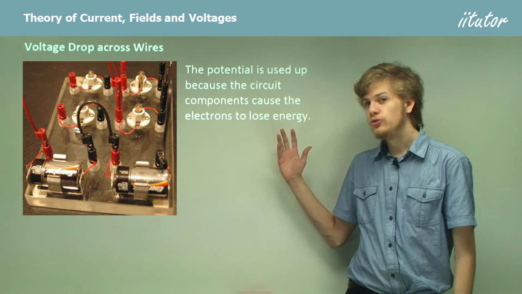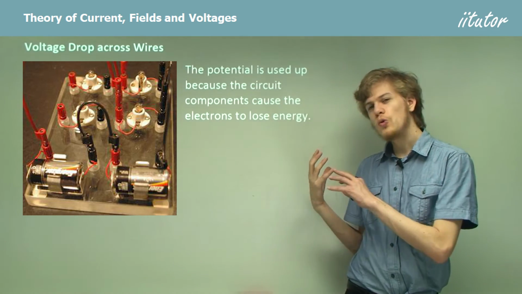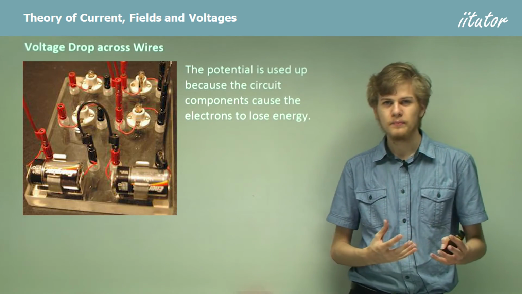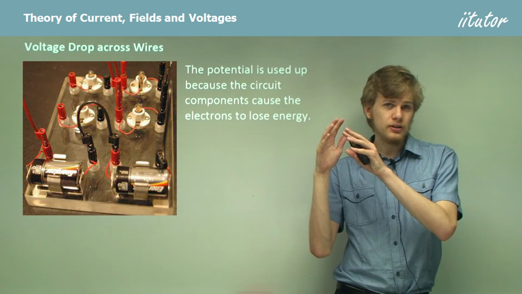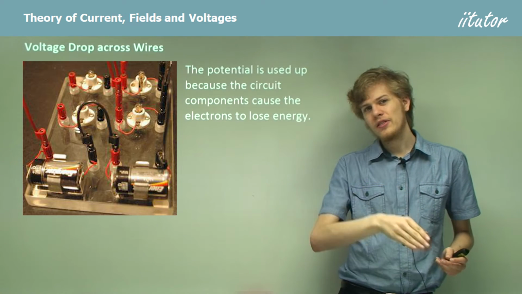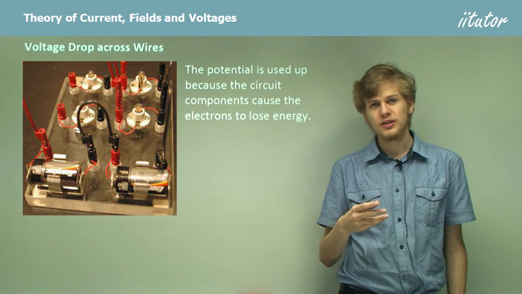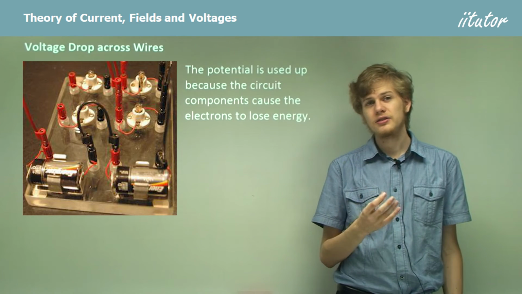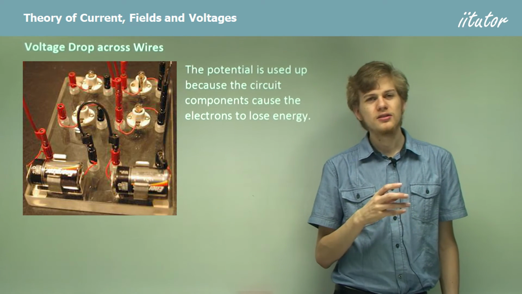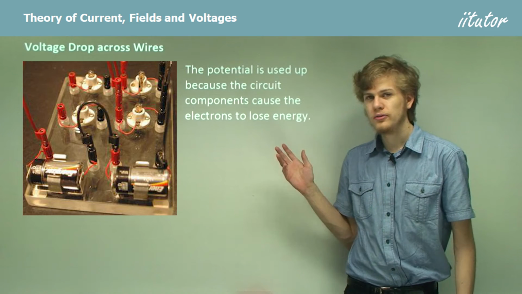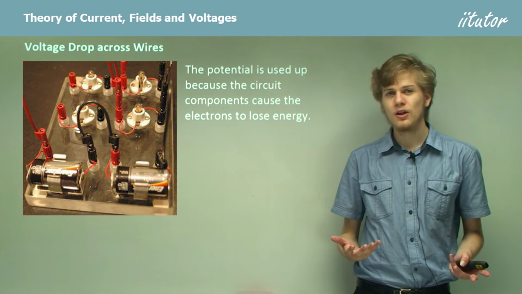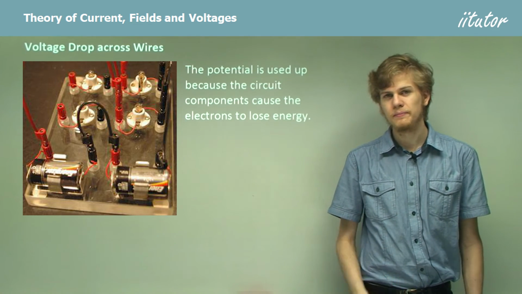The potential is used up because the circuit components cause the electrons to lose energy. So they have potential energy, and as they roll down the potential hill, as they pass through the circuit component, they lose the potential energy. And any kinetic energy that they would have gained is instead transferred to the circuit component, which can cause it to glow if it's a light bulb, or get hot if it's a resistor.